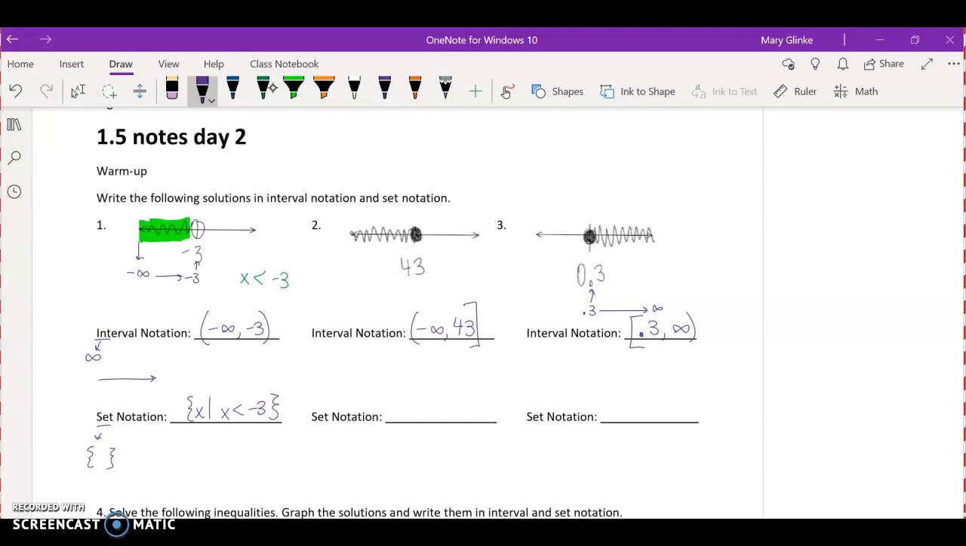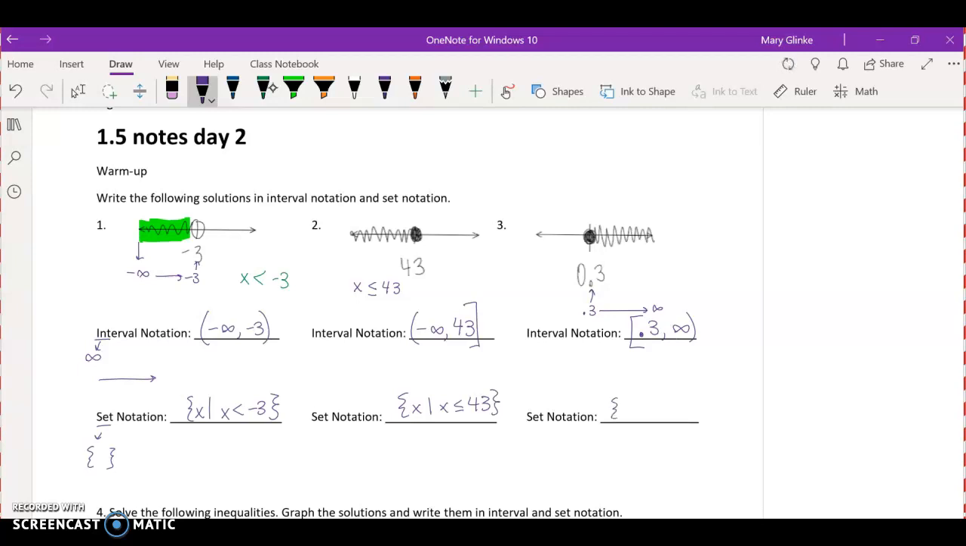For the next one, it's the same type of idea. I'm going to open up x such that, and then I look at my shading. It's once again to the left. So if I'm comparing x to 43, I want all of the numbers smaller than 43, but now I notice the filled in circle, so it's also smaller than or equal to. So I write my answer, x is less than or equal to 43, and then I close my set bracket.